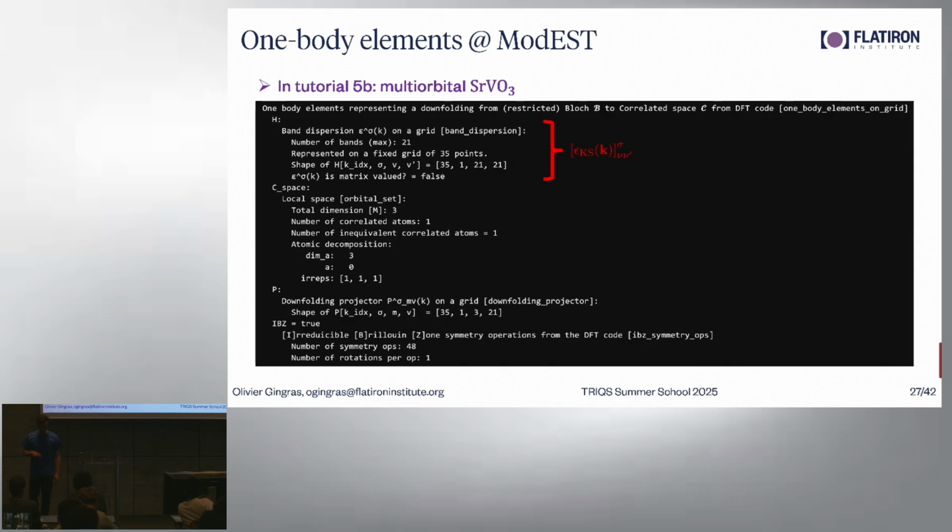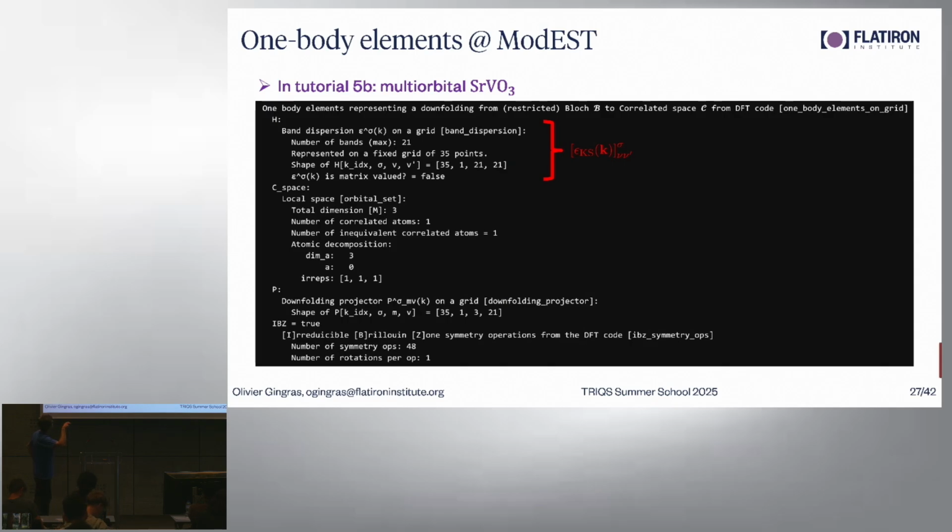So here I'm showing a printout from tutorial 5B, where you're going to be doing multi-orbital strontium vanadate, if you reach it, though you don't have to. We'll see how long these are. And there are exactly these elements that I mentioned. First of all, there's a Hamiltonian. This Hamiltonian is defined in the band basis. There are 21 bands here, 35 k-points, and only one spin. And essentially, this is the whole Hamiltonian, which in this case is non-diagonal for some reason.